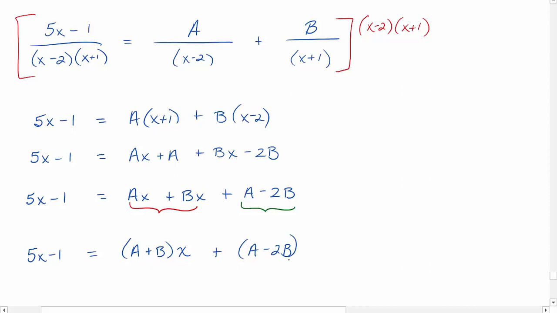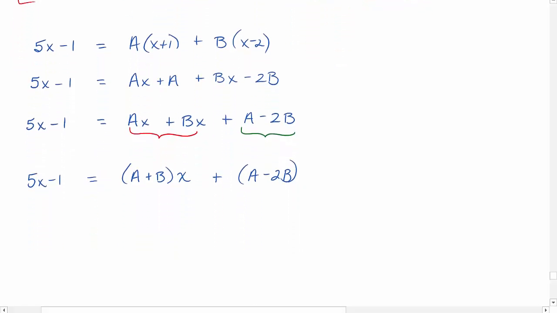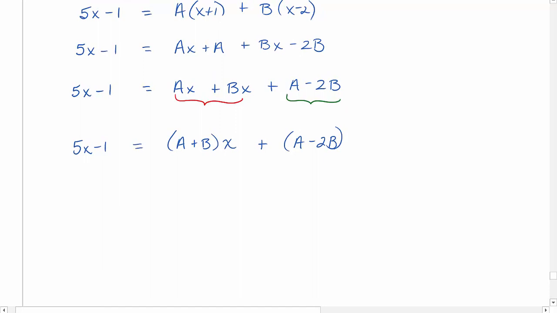Our sixth step is to equate coefficients of like powers of x and equate constant terms. So what does that mean? Well, if this equation is equal, and on both sides I have something times x and then a constant, that means that the coefficients have to be the same. 5 has to be the same as a plus b because both those things are the coefficient on x, and negative 1, which is our constant on the left, has to be equal to our constant on the right, a minus 2b. And now we'll set up a system of equations. We have a plus b has to be equal to 5, and then a minus 2b has to be equal to negative 1. Now we want to solve the system.